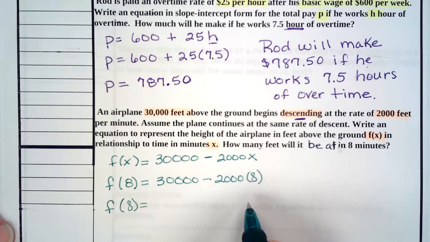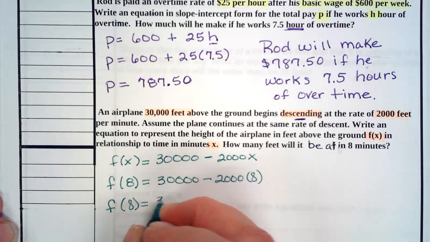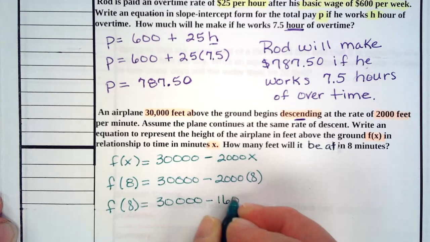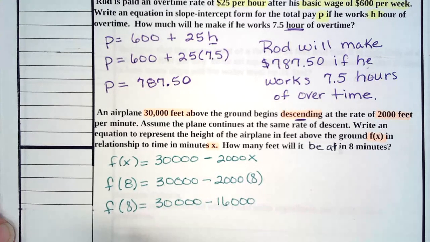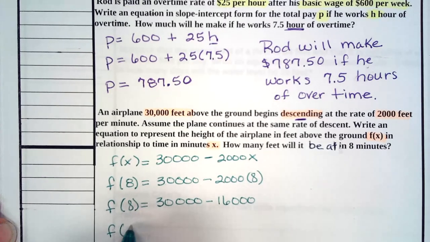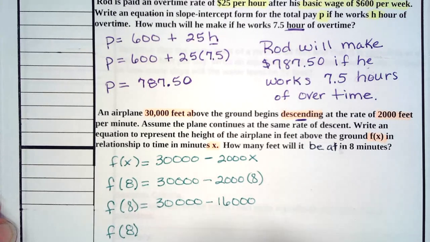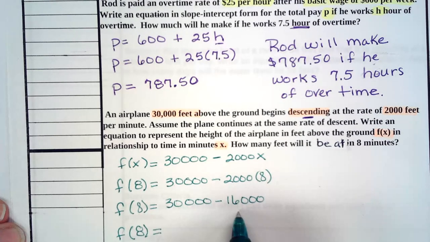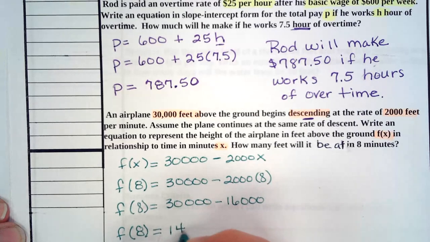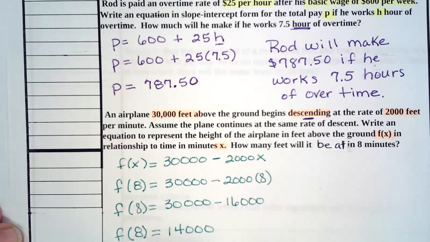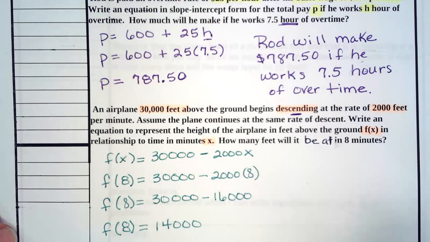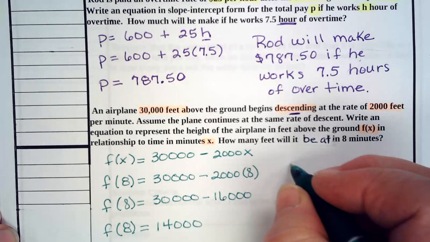Okay, what is 2,000 times 8? 16,000. 30,000 minus 16,000. So my function, when I put in 8 minutes as my time, will be 30,000 minus 16,000, which leaves you with 14,000. What does it mean? After 8 minutes, the plane's altitude will be 14,000 feet.